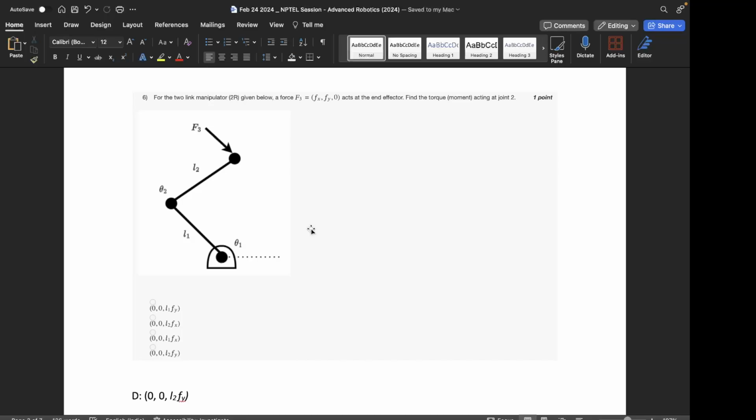Yeah, so the moment will be created by the force which is applied at joint 3, not at the end effector. Yeah, that's the way we propagate it, so that we do not take into account a few quantities twice. So that's why you have to be careful.